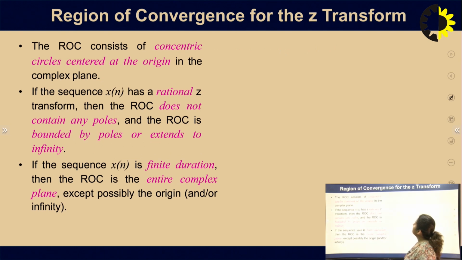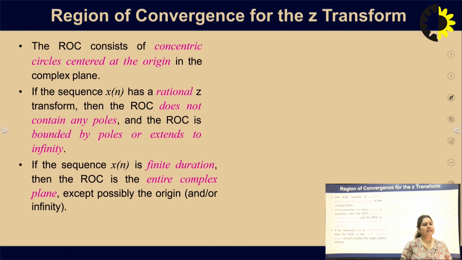So now the region of convergence for the Z transform. The ROC consists of concentric circles centered at the origin in the complex plane. If the sequence x[n] has a rational Z transform, then the ROC does not contain any pole, as we have also seen in the case of the Laplace transform. The ROC is bounded by poles or extends to infinity.